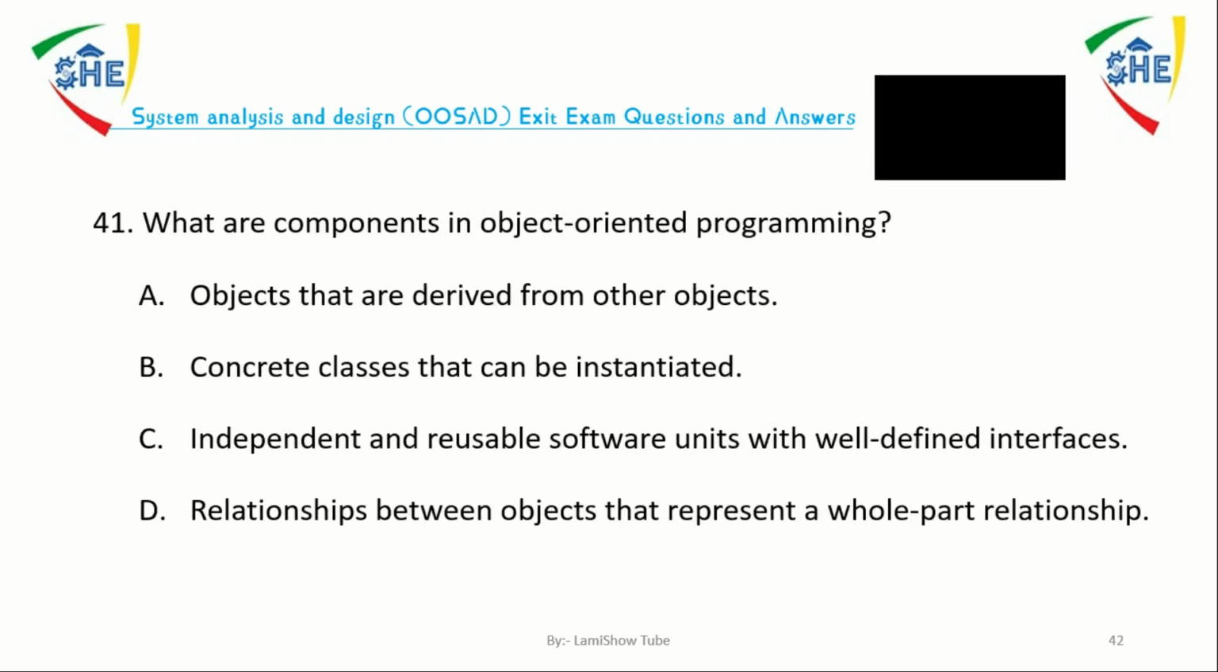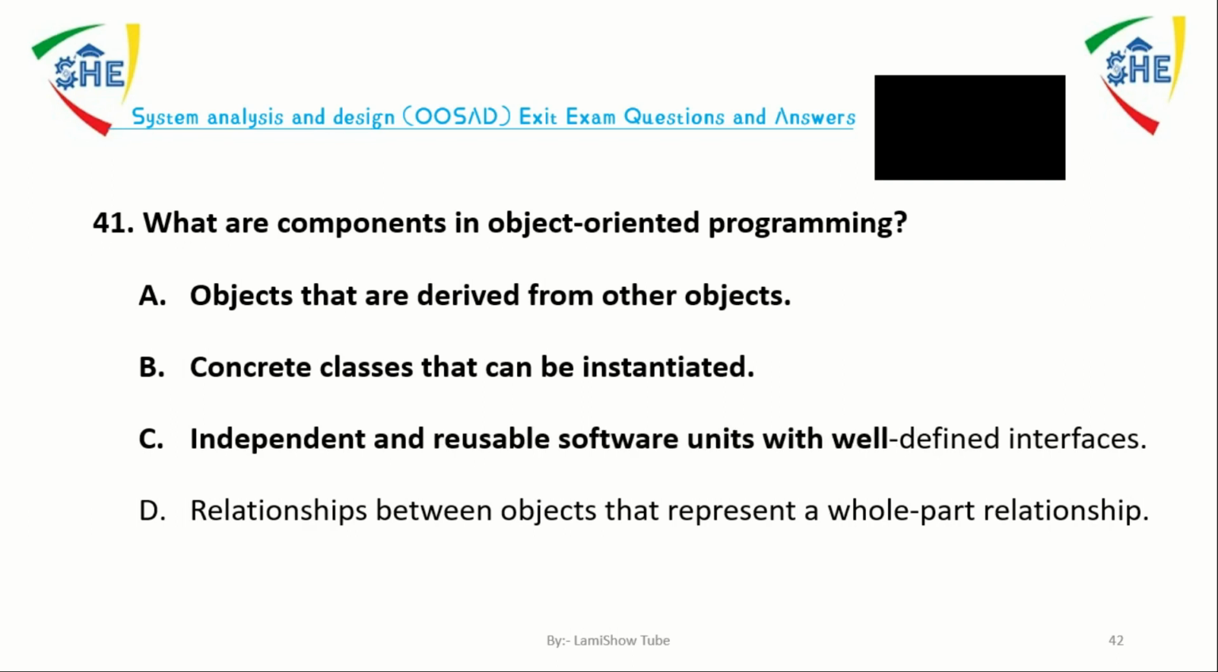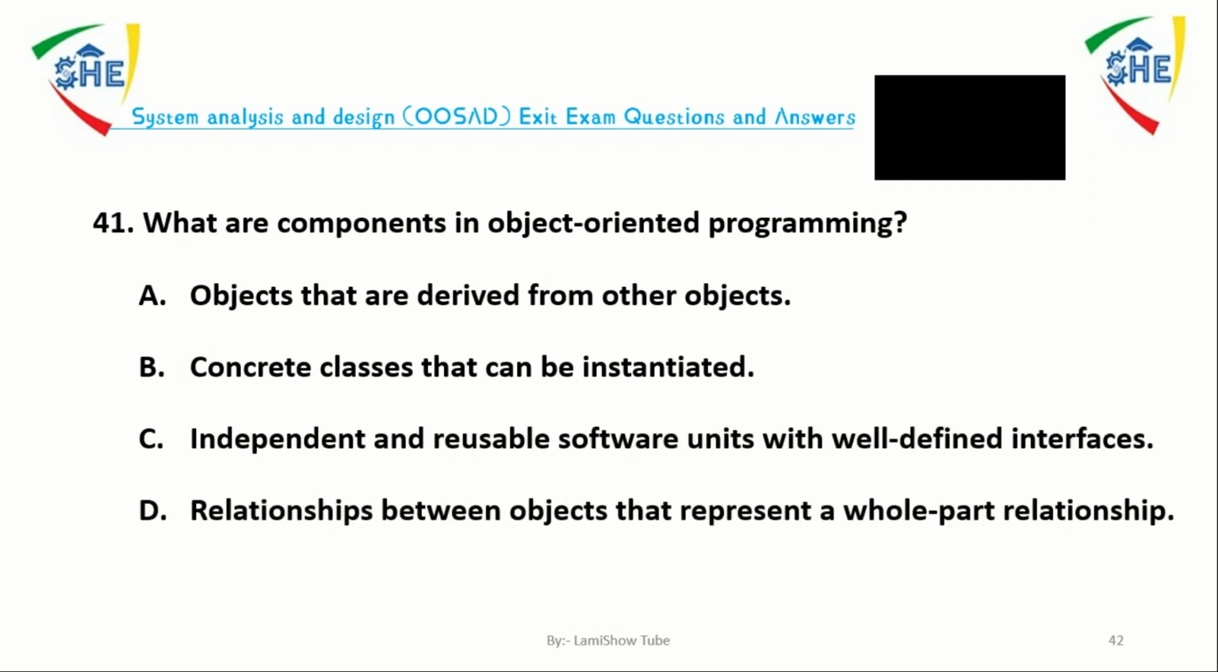Question number 41. What are components in object-oriented programming? A. Objects that are derived from other objects. B. A concrete class that can be instantiated. C. Independent and reusable software units with well-defined interfaces. D. Relationships between objects that represent a whole-part relationship.